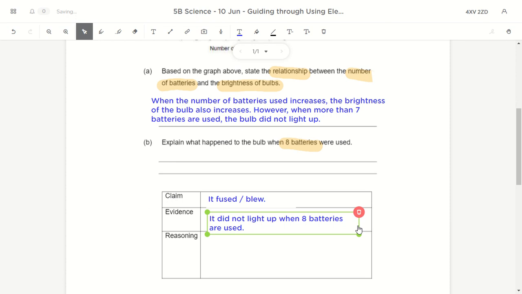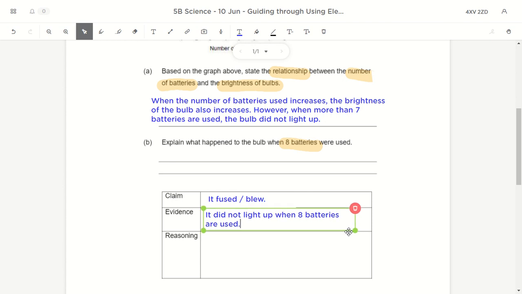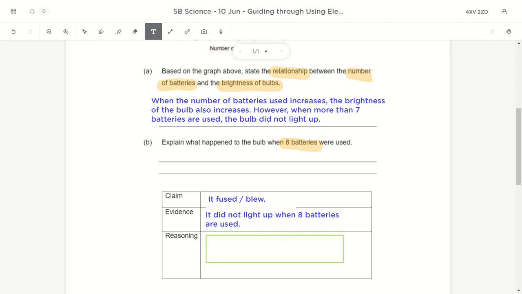Okay, so claim is basically the answer. What happened? Without explanation. Then evidence is what you can tell from the graph. What does the graph tell you, to support your claim? So we know that it blew. How do I know that from the graph? Because it did not light up when 8 batteries are used. And what is the reason behind? So tell me the scientific reason behind what happens when 8 batteries are used.